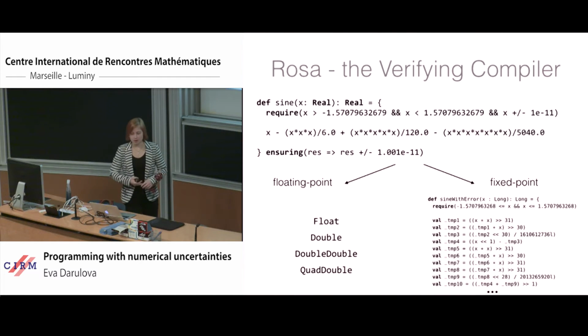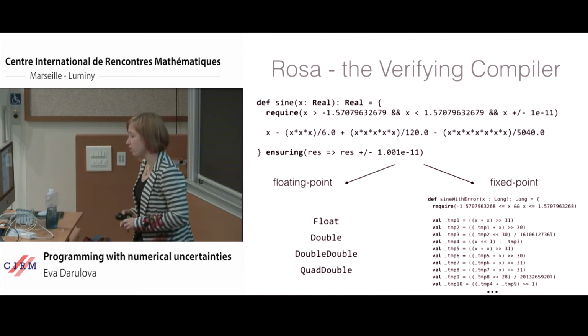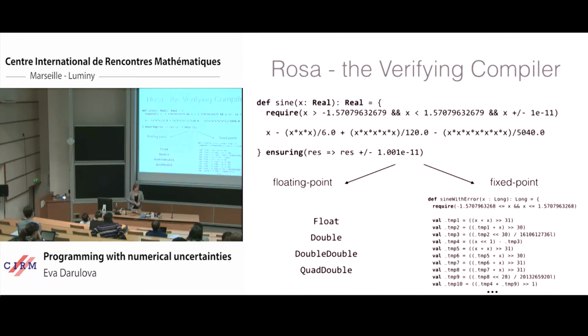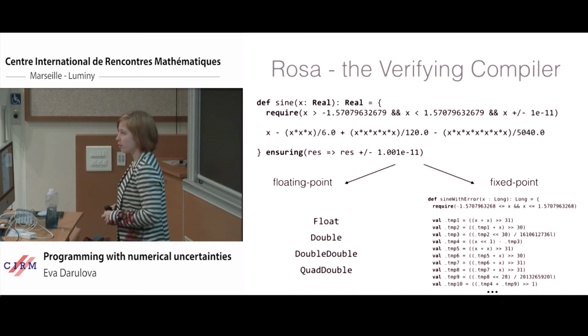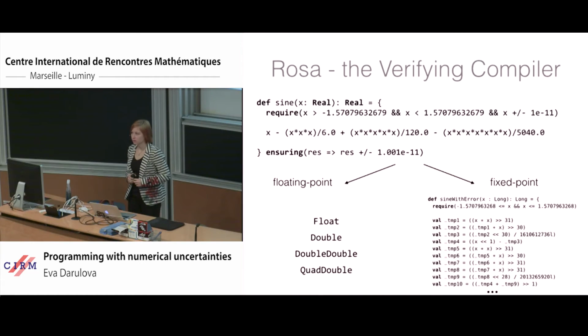So, and then our verifying source-to-source compiler will come in that will then, depending on the specification that you provide, pick a data type, either one of the floating point data types, or it will choose a fixed point data type for you and generate the code for it. Does everyone know what fixed point arithmetic is, or should I quickly explain that?